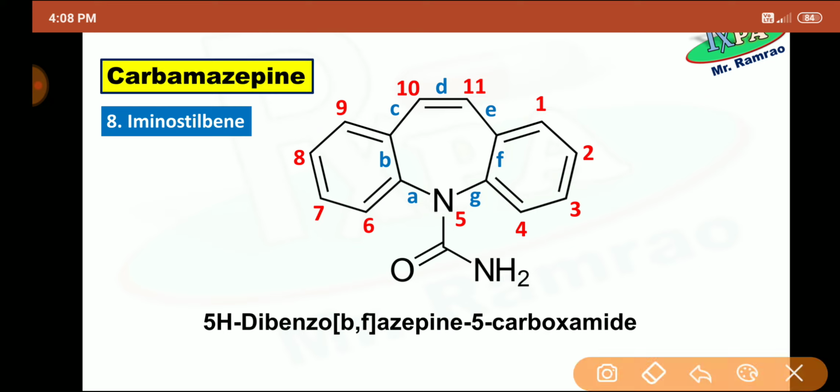Now we'll see how the IUPAC name is given. 5H, because hydrogen is replaced with the one substituent, 5H on the nitrogen. Dibenzo for these 2 benzene rings.